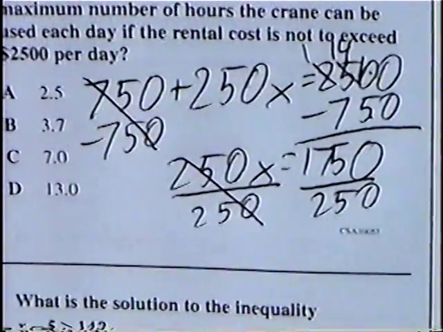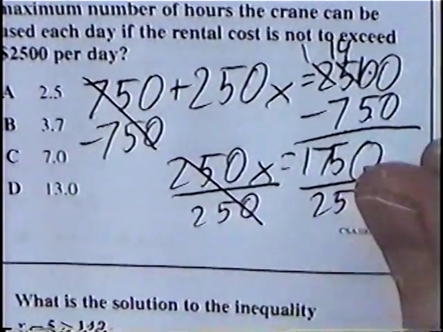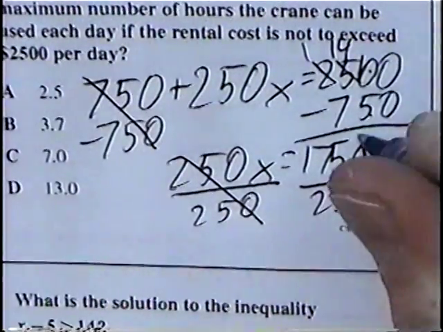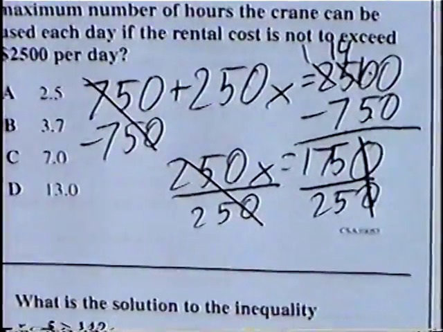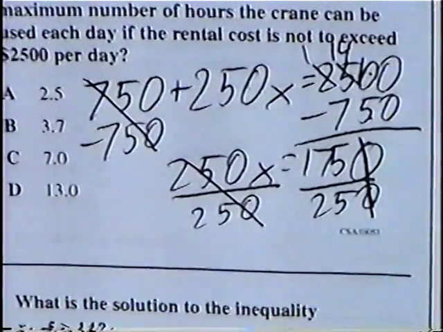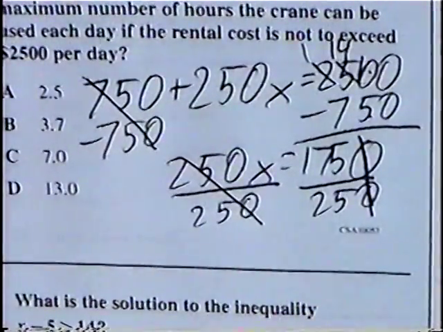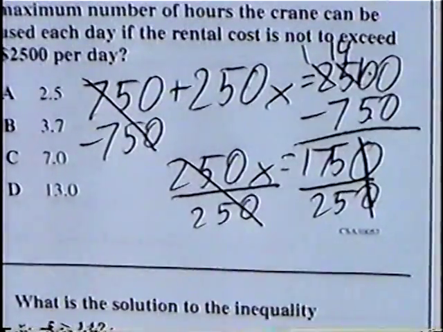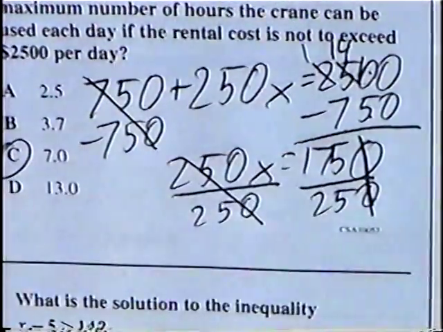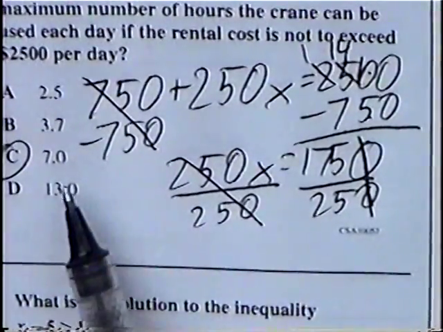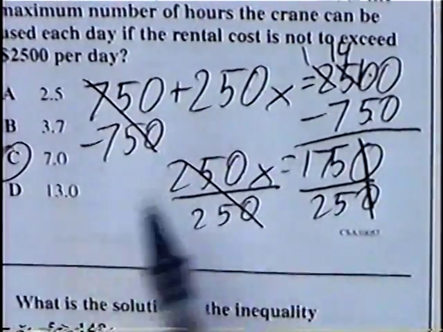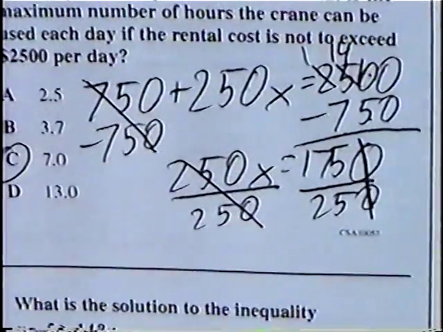1750 divided by 250. If you want to, you can divide by 10 or cross off the zeros. So we'll have 175 divided by 25. And 25 goes into 175 7 times. So the correct answer would be C, 7 or 7.0, which would be the maximum number of hours. Anything above 7 would have the price over 2,500.